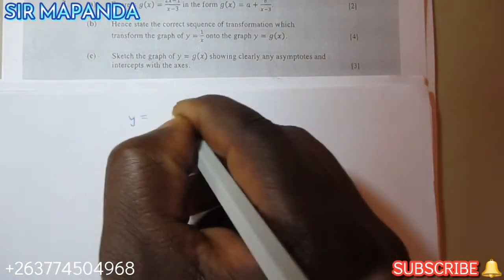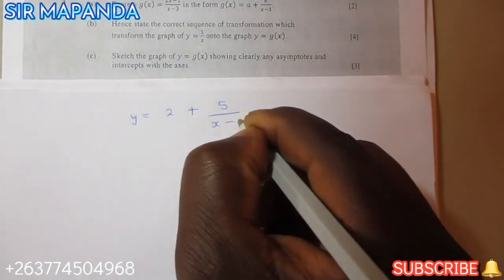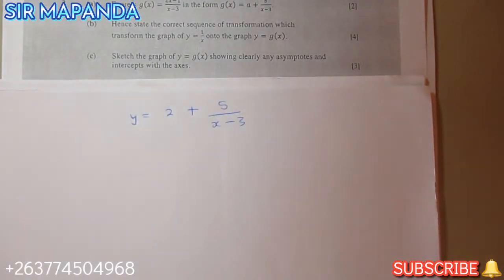Remember, we got y is equals to 2 plus 5 over x minus 3 after carrying out the long division. Right, so an asymptote is a line which must not be cut by the graph or by the curve, as it contains the values of x and the values of y, which makes the whole function invalid.